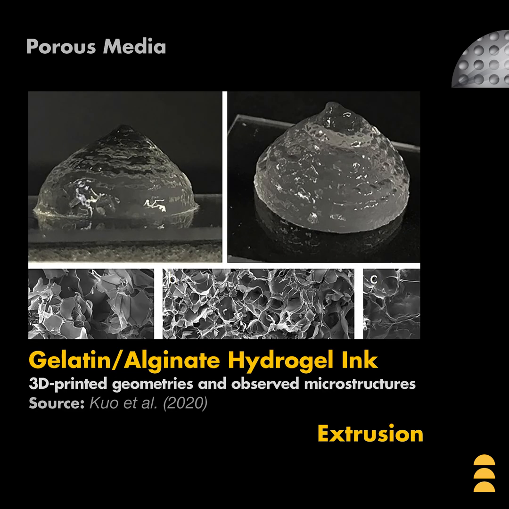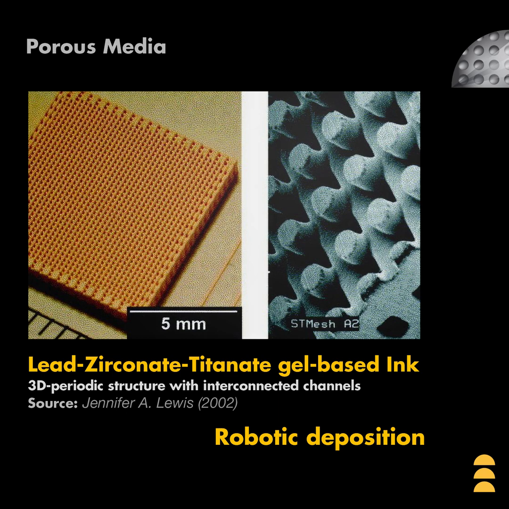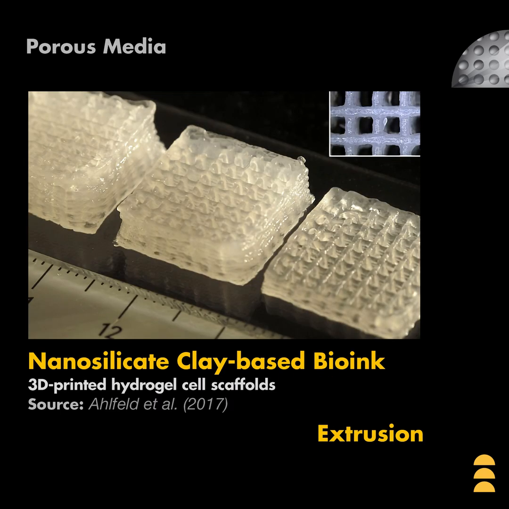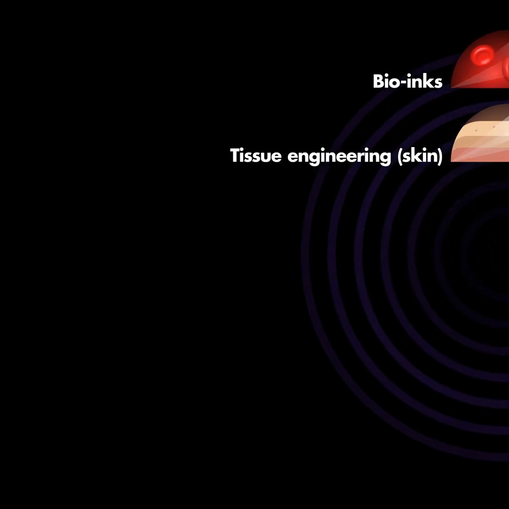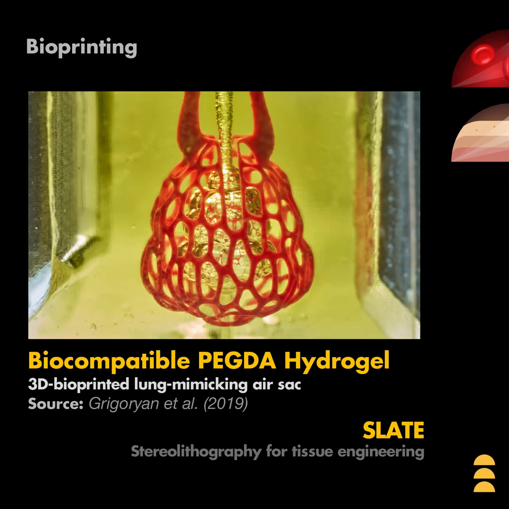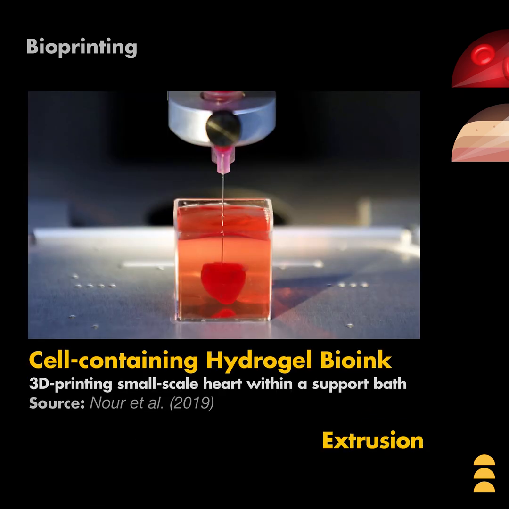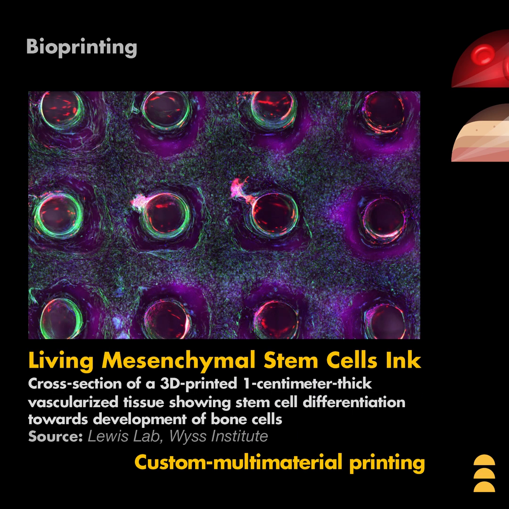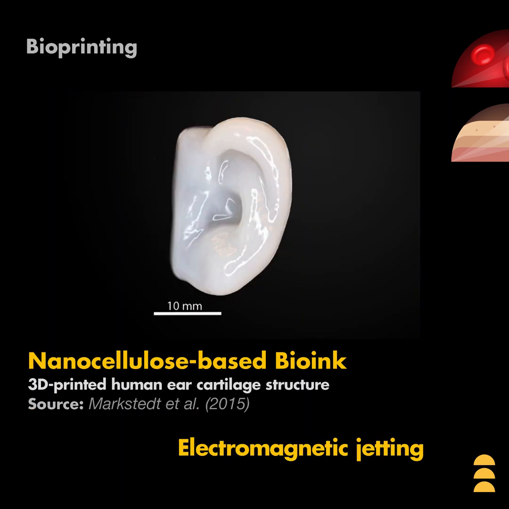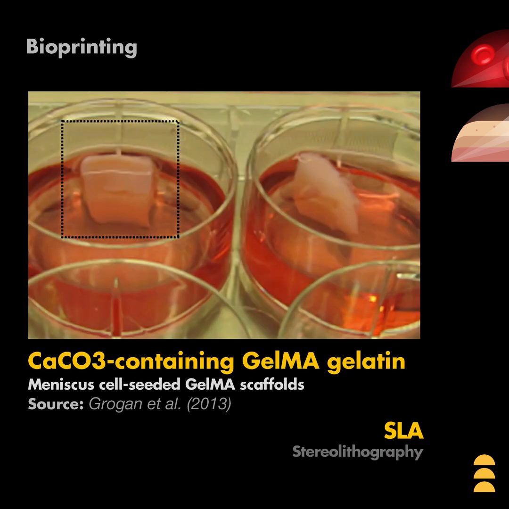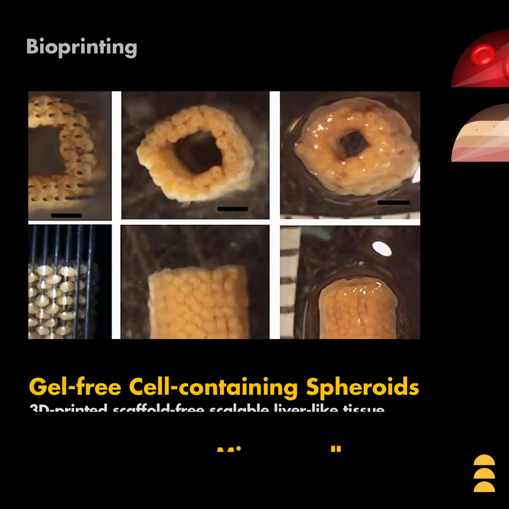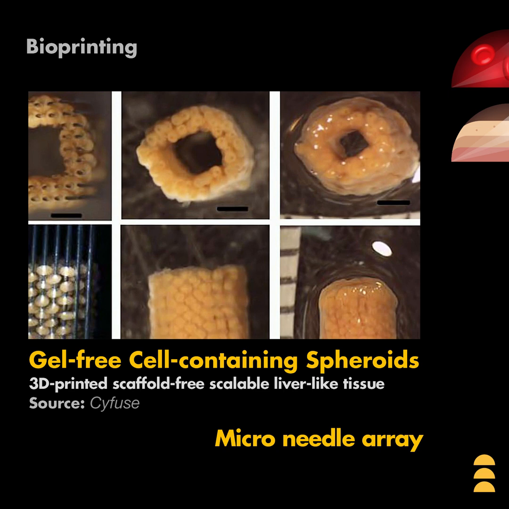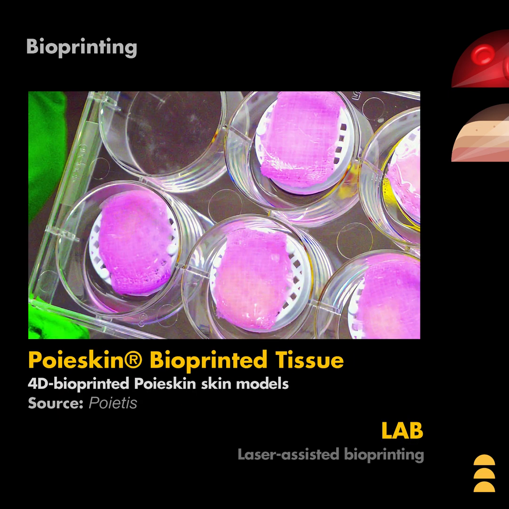Gelatin alginate hydrogel ink. Gel-based ink. Nanosilicate clay-based bio-ink. PEGDA hydrogel. Hydrogel bio-ink. Silicone rubber. Living stem cells ink. Nanocellulose-based bio-ink. Gelatin. Cell-containing spheroids. Bioprinted tissue.